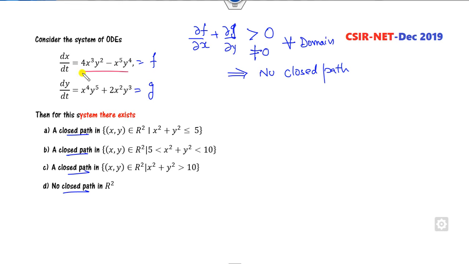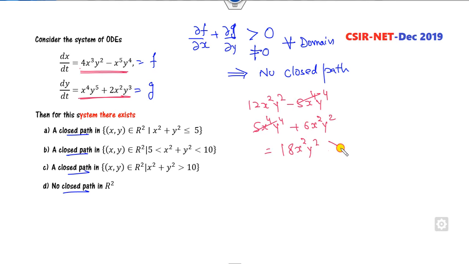So you can find the partial derivative with respect to x: 12x square, 5x4, y4. This with respect to y: 5x4 and 6x square, y square. So if you cancel them, 18x square, y square, which is always greater than 0. That's the same sign because of positive, so it means there is no closed solution.